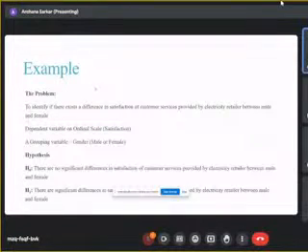So how can I frame the hypothesis? My null hypothesis is that there are no significant differences in satisfaction with customer service provided by the electricity retailer between male and female, whereas my alternative hypothesis is that there are significant differences in satisfaction with customer service provided by the electricity retailer between male and female. So, understood the questions, everyone?